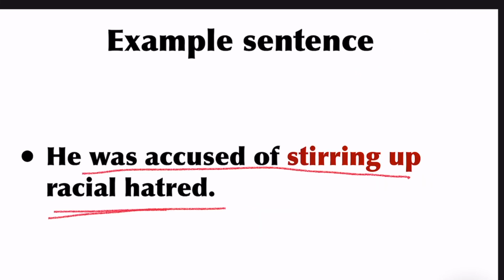Number 2, he was accused of stirring up racial hatred. Racial hatred means race discrimination. He was accused of stirring up race discrimination among people.